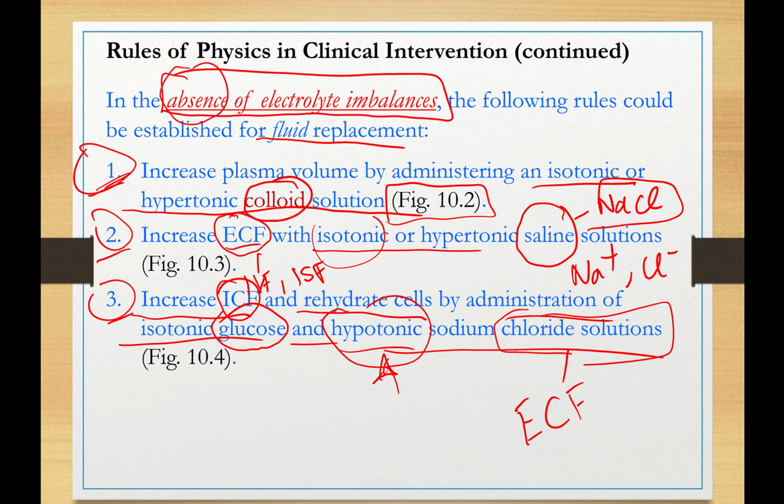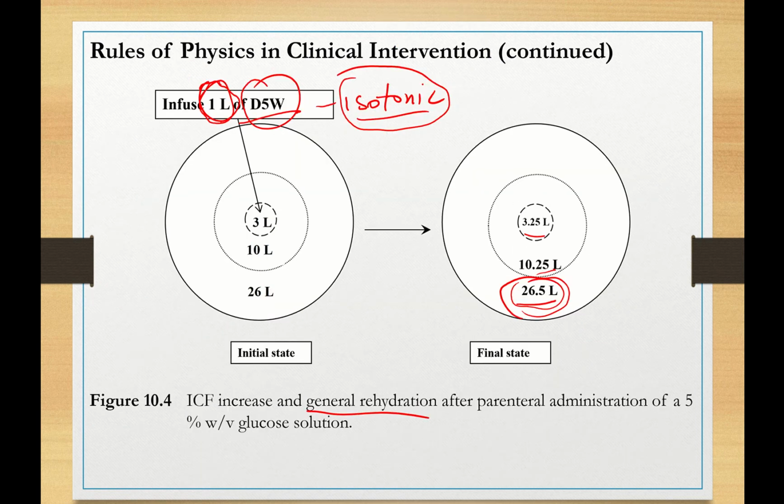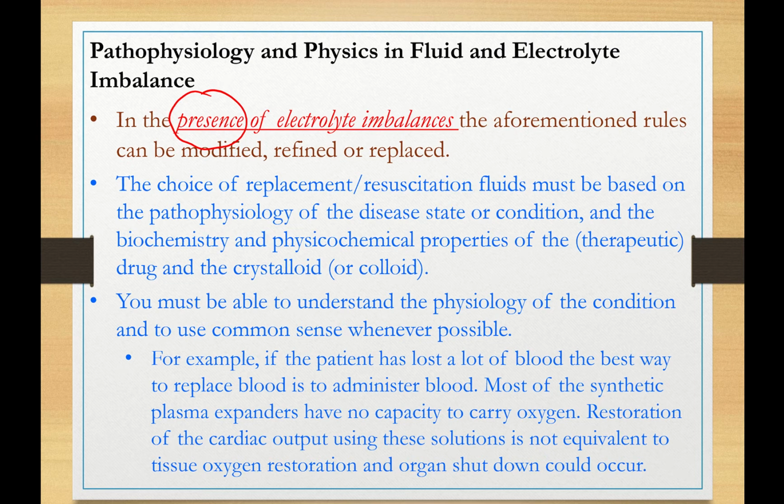Or hypotonic sodium chloride solution, and we have explained the mechanism here. All right, let's now discuss the cases where we have electrolyte imbalances. In this case, the choice of the replacement fluids must be based on the pathophysiology of the disease state or condition. This is very, very important, of course.